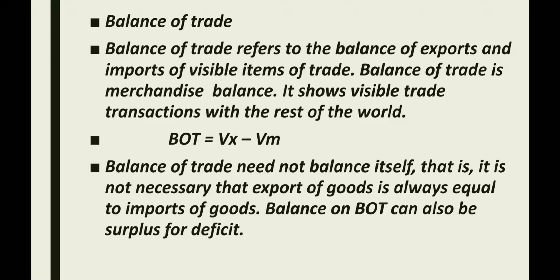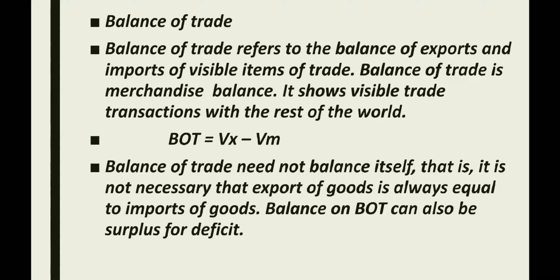Balance of trade. Balance of trade refers to the balance of exports and imports of visible items of trade. Balance of trade is the merchandise balance. It shows visible trade transactions with the rest of the world. BOT is Vx minus Vm, that is, value of exports minus value of imports. Balance of trade need not balance itself. That is, it is not necessary that export of goods is always equal to imports of goods. Balance of trade can also be surplus or deficit.